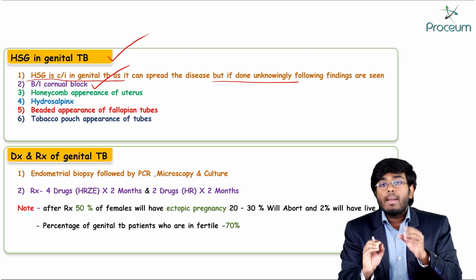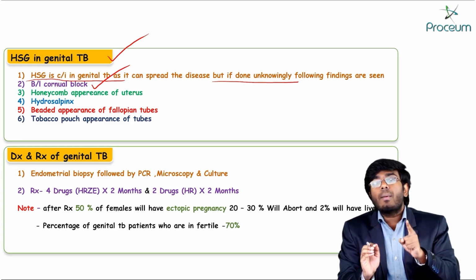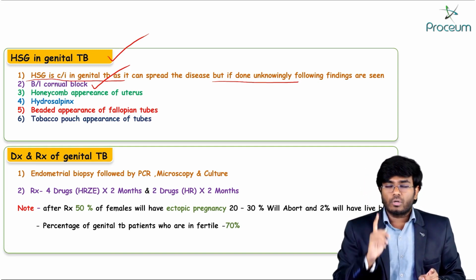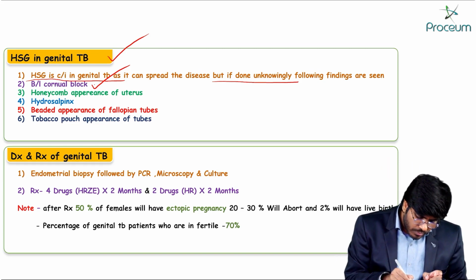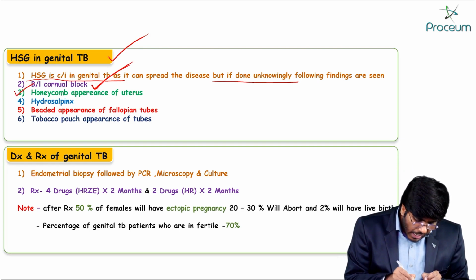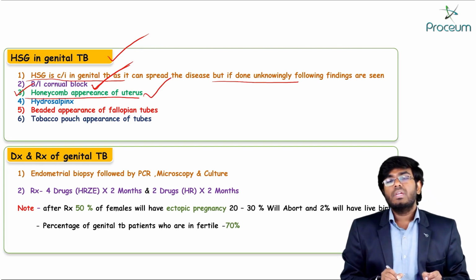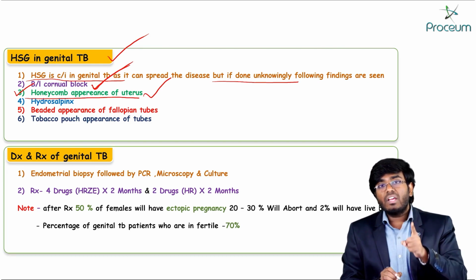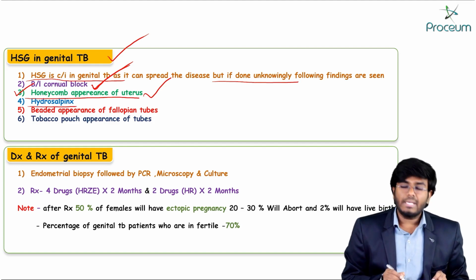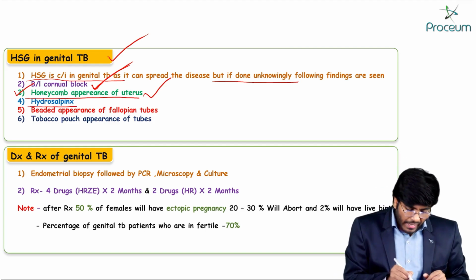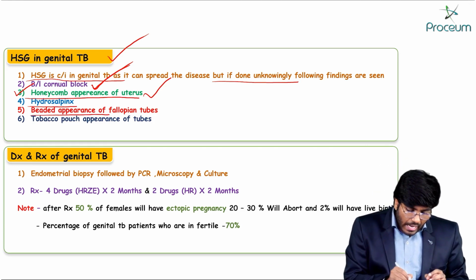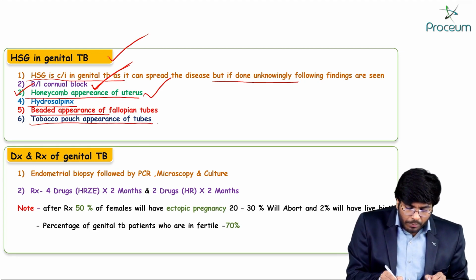That is physiological. But if someone asks you the most common pathological cause of bilateral cornual block, then it is genital tuberculosis. So you can see bilateral cornual block on hysterosalpingography. You can see honeycomb appearance of the uterus. In genital tuberculosis, the tubes are mainly affected, so hydrosalpinx of the tubes can be seen. Even these tubes can have a beaded appearance, and a tobacco pouch appearance of the fallopian tubes is also seen in genital tuberculosis.